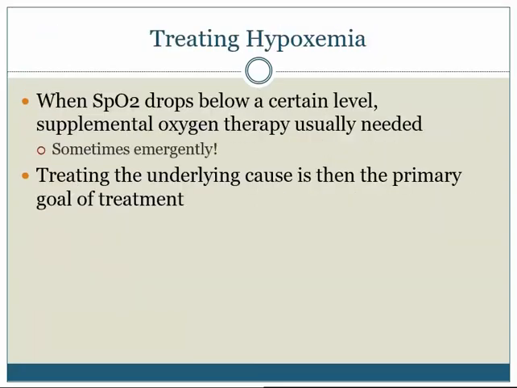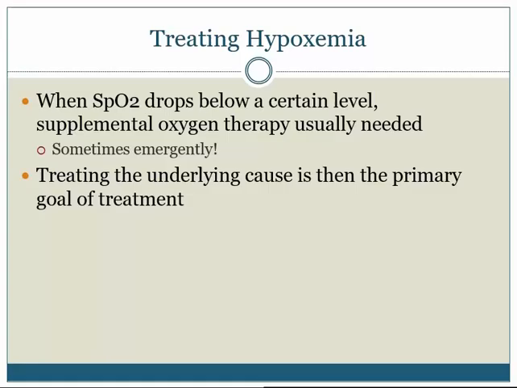When we have a patient that's hypoxemic, when their SpO2 level drops below a certain level and typically stays there, again, it's normal for our patients' SpO2 levels to drop when they have an apnea. It's not normal for it to stay low. It needs to come back up in between the apneas. There needs to be a recovery. So sometimes supplemental oxygen is needed, and sometimes it's needed emergently. Like you need to respond quickly.